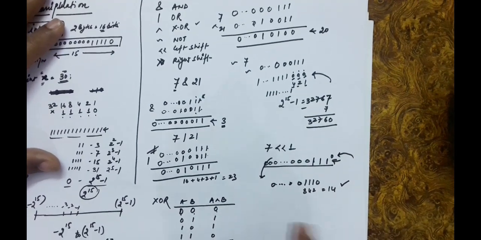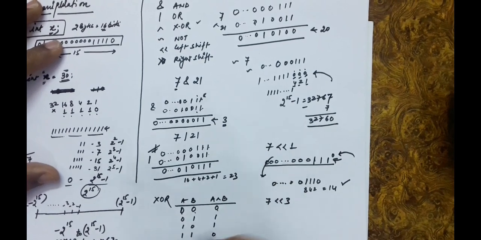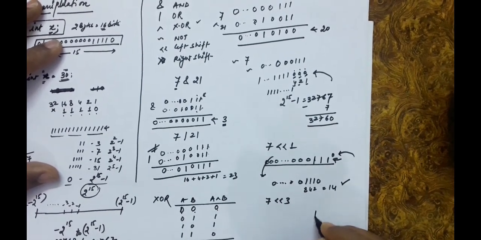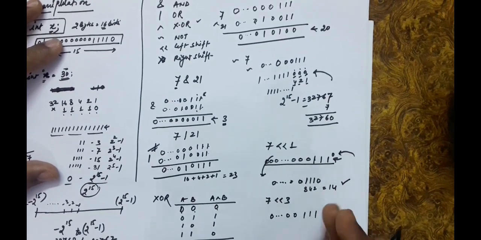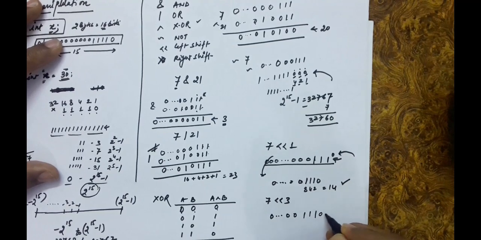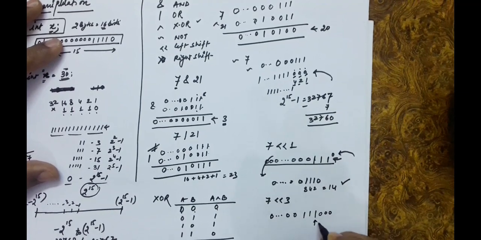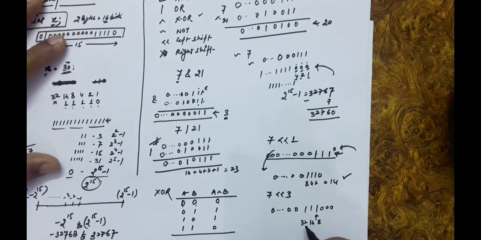Fine. If you're applying, let's say, 7 left shift 3, the number 7 is represented like this. If you apply the left shift, 3 bits will be dropped down. So just to balance the number, we can apply 3 zeros on the least significant bit side. So the number here has become 8 plus 16 plus 32. That means the number is now changed to 40 plus 16, that is 56.